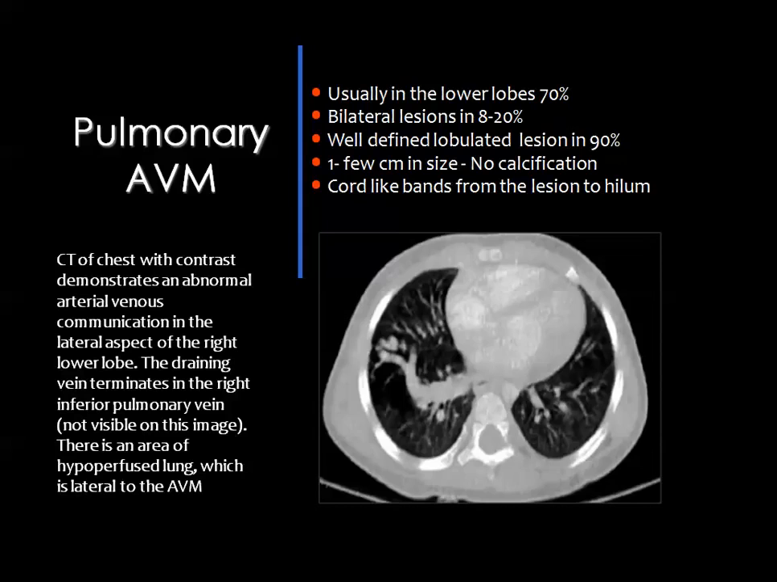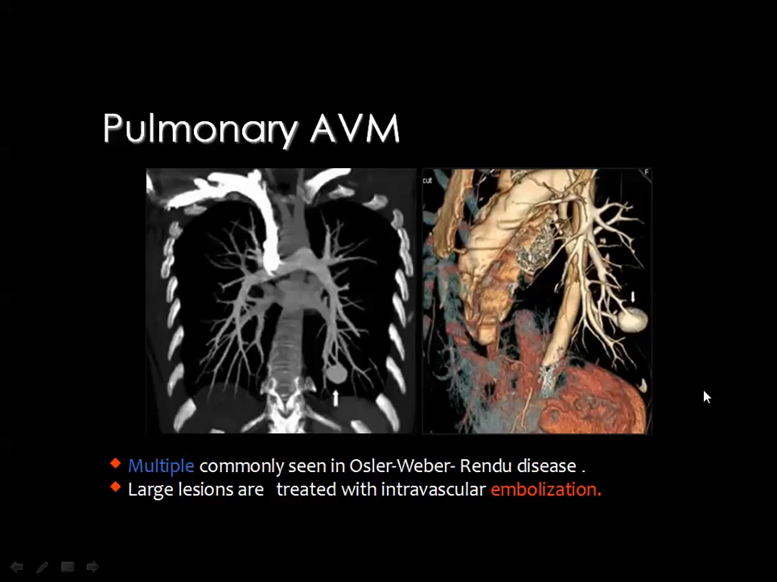The next nodule seen in the pediatric age group and also in adults is the pulmonary arteriovenous malformation. The arteriovenous malformation is a nodule which is connected to the hilum by two cord-like structures, and these two cords represent the arterial supply and the venous drainage of the vascular malformation. The usual size is in the range of 1 to a few centimeters, and it does not contain calcium. The presence of a vascular pedicle is very important for the diagnosis of pulmonary arteriovenous malformation.